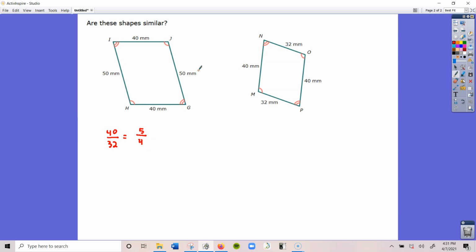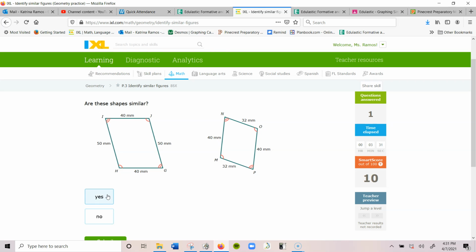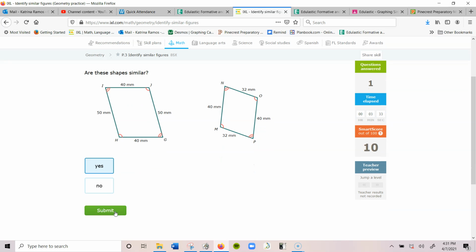Now we do 50 here, which would correspond with the 40. So we would put 50 over 40, both of which can be simplified by 10, which would give us 5 over 4. Then these are the same, so we don't have to do those because those are going to share the same ratio. So since everything has a ratio of 5 over 4, that means that yes, these figures are similar.